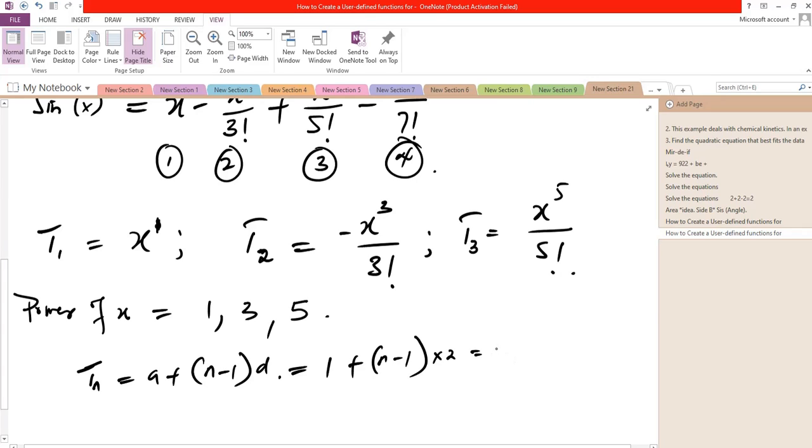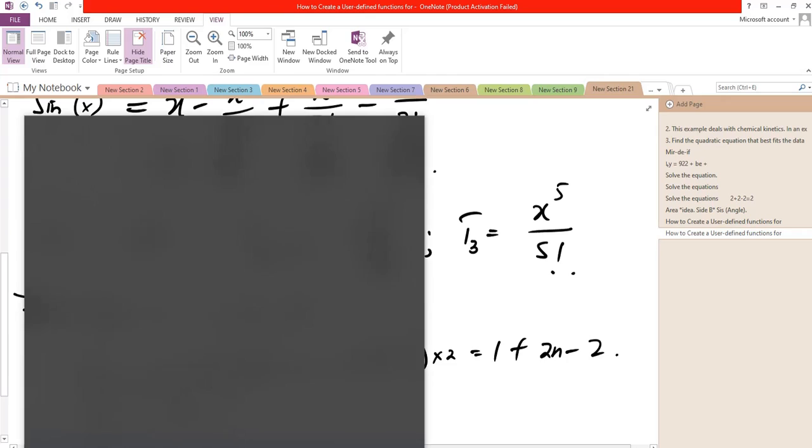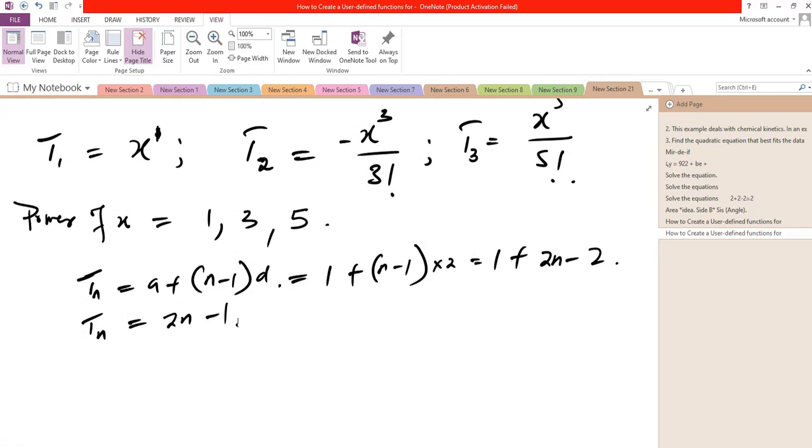Now if I expand the bracket, you have 1 plus 2n minus 2. So that means you have 2n minus 1. So meaning that the power of x is raised to power 2n minus 1.